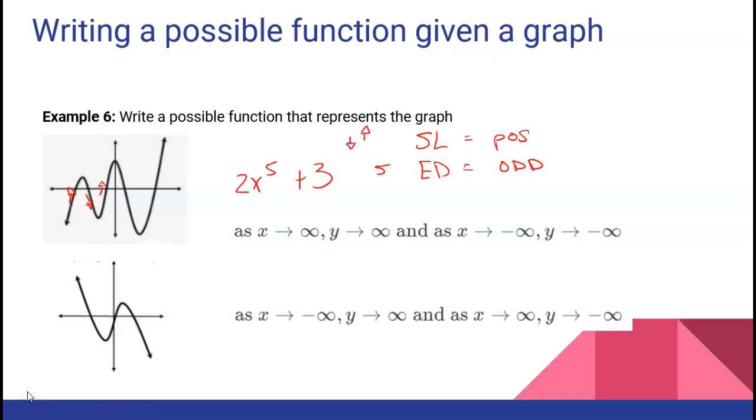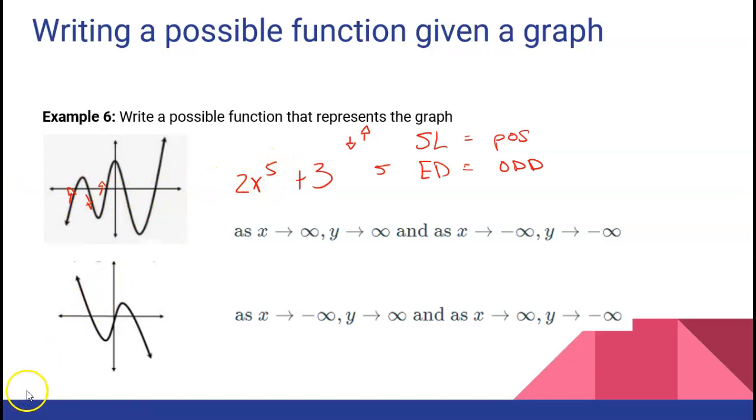And so what I came up with is 2x to the 5th plus 3. And I use that because I see that my end behavior is decreasing and then increasing. That means that my leading coefficient must be positive, and I know that my degree is 5 because I counted the turns in direction, and that must mean that my degree is odd. So I counted them, I have 5, so I use x to the 5th.